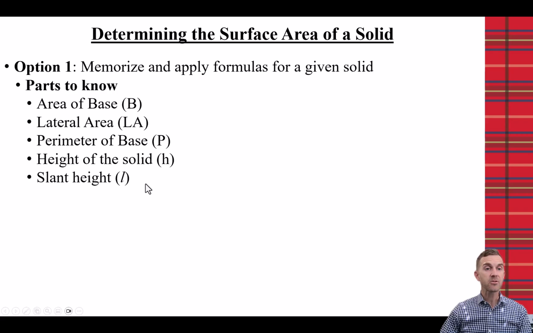When you do this, you have to recognize what are these letters that you see in the formulas. A capital B means the area of the base, not just the length of one side, but the entire area of the base making up that solid. LA is going to represent the lateral area, which is the area that does not include the base. The capital P will represent the perimeter of the base. A lowercase h will represent the height, and then a lowercase l will represent the slant height.